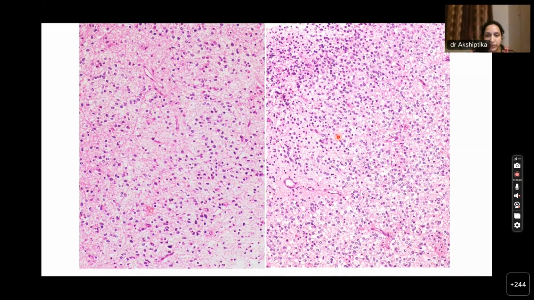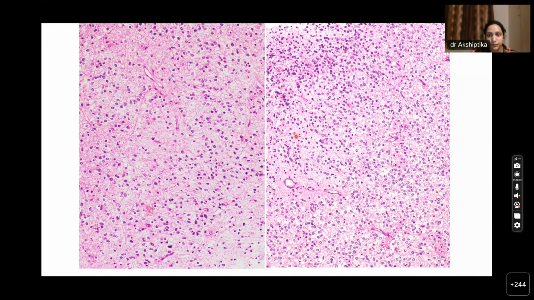Ma'am, here we can see the slightly higher magnification. We can see these monotonous nuclei which are slightly larger than the normal oligodendrocyte, and we can see perinuclear clearing, also known as fried egg appearance, which is a formalin artifact. And we can also see the network of thin-walled branching blood vessels, and ma'am, there is presence of these perivascular aggregates of these tumor cells.